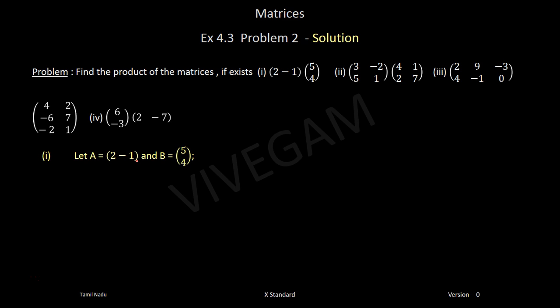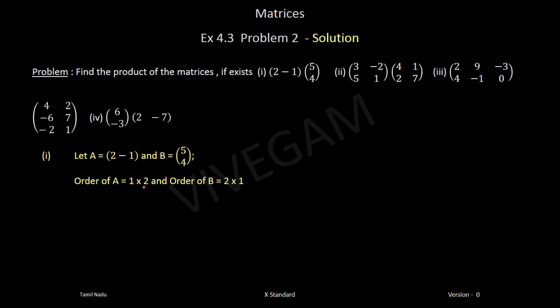So this is a matrix of order 1 by 2. Am I right? And this is 2 by 1, 2 rows and 1 column. So the order of the first matrix A is 1 by 2, 1 row and 2 columns. The order of the matrix B is 2 rows and 1 column.